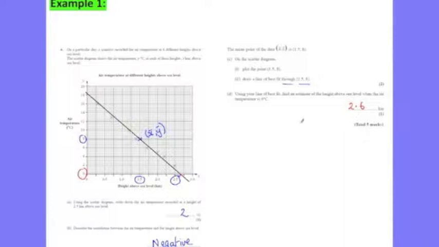Now on the mark scheme in the exam, anything between 2.6 and 2.9 will be accepted as a correct answer. So here we're looking at where the line of best fit crosses the x-axis.